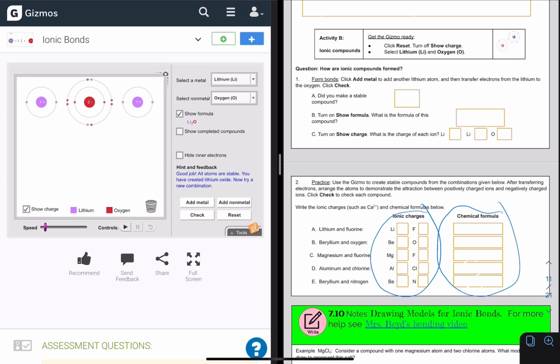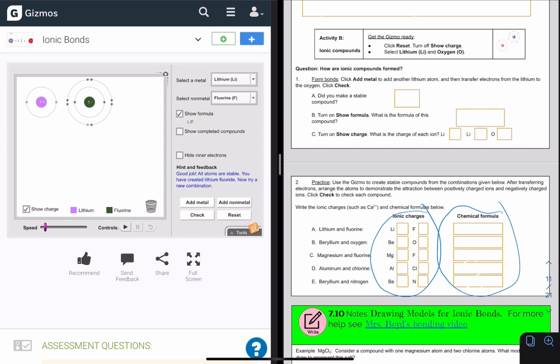So to change it, make sure you click on the metal or non-metal to change the atom, so make sure it matches. So for example, that first one is lithium and fluorine. And then you're going to move electrons around, and then you're going to check to see if you made a stable compound. If you did, you're going to write in the charges here. So for this first one, you would put +1 for lithium, -1 for fluorine, and then the chemical formula, it shows you here. Just write that in, LiF. So you're going to go ahead and try the rest of these on your own.